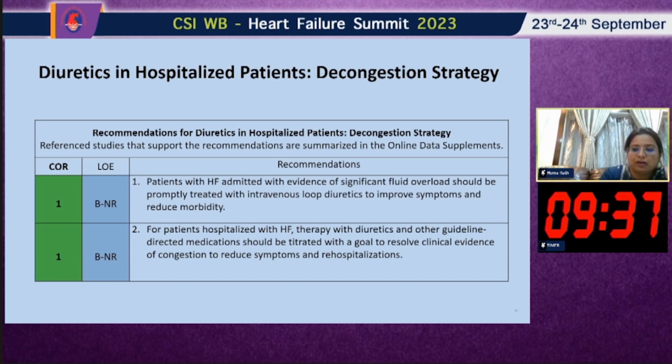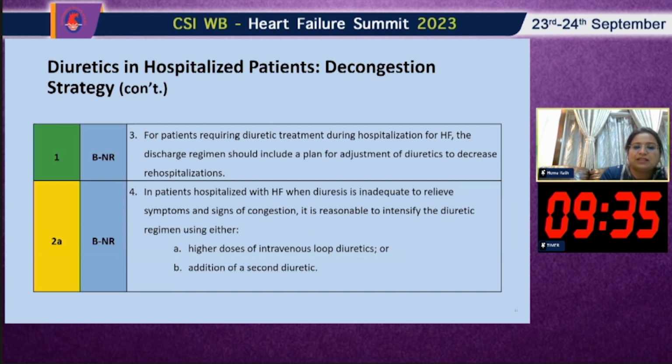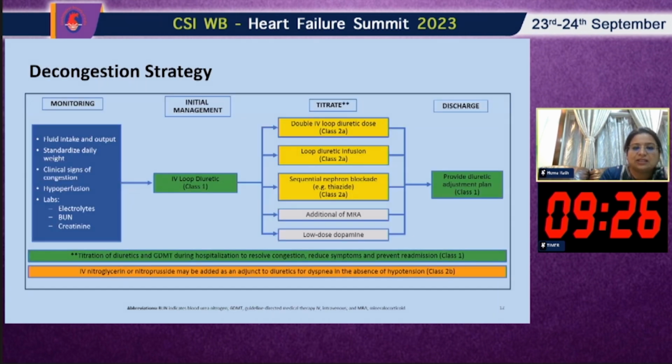And with diuretics, other GDMTs should be titrated to goal to resolve clinical evidence of congestion to reduce symptoms and rehospitalizations. And for patients requiring diuretic therapy during hospitalization, the discharge regimen should include a plan for adjustment of diuretic to decrease rehospitalization. These are the class 1 indications.